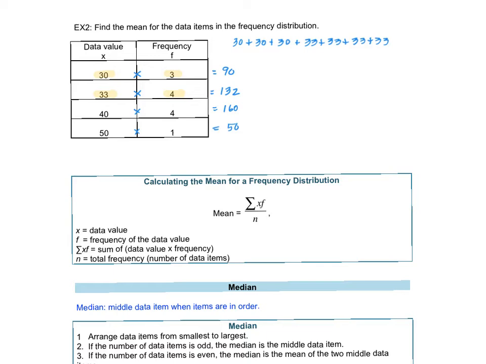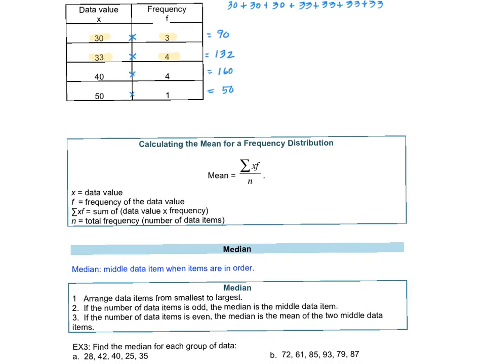Okay, so remember, we were supposed to add up all our data items. So the final step here when we add up or sum all our data items would be to total 90 plus 132 plus 160 plus 50. Add all these up and we have 432, unless I did my math wrong. Okay, so I have the sum of my data items. So how many data items do I have?